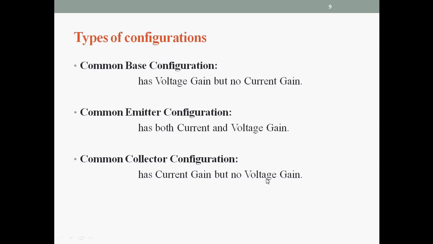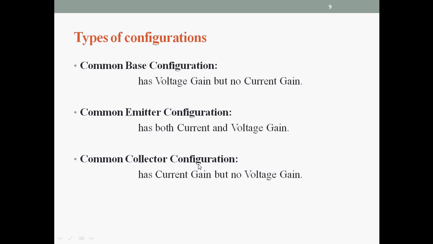There are different types of BJT configurations which are used for amplification applications. The common base configuration is also called the base grounded configuration. It has voltage gain but no current gain. The next configuration is the common emitter configuration, where the emitter is common to both the input and output, and it has both current and voltage gain.